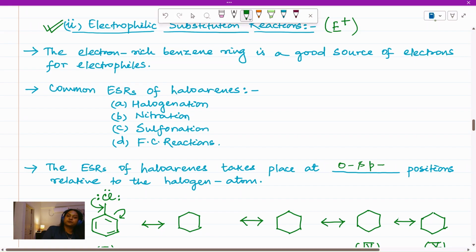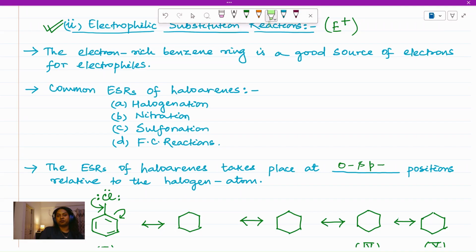Now, why does electrophilic substitution take place in haloarenes? We are in the chapter of haloalkanes and haloarenes. That's because arenes, aromaticity comes from benzene, and benzene rings are electron rich in nature. They have three double bonds. They have a lot of electron cloud around that ring, which can act like a good source of electrons where these electrophiles can get attached, because electrophiles are in essence positively charged. Electrophile means electron seeking. They're looking for electrons, for negative charges, right? Gaurav, you're following this? Yes.